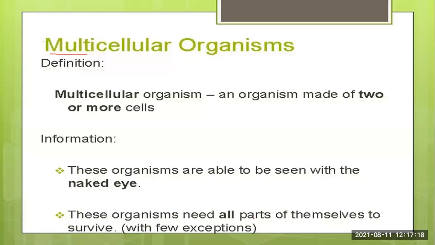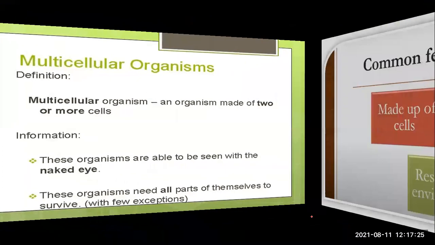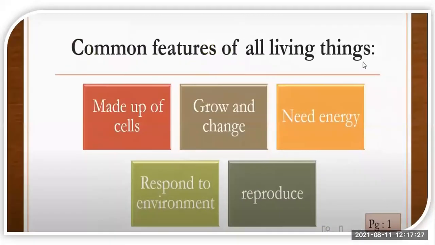These organisms need all parts of themselves to survive, with few exceptions, and we are not going to discuss those exceptions here. So guys, the common features of all living things are five, of which we have discussed one in detail, that they are made up of cells. First, we saw what cells are, then we saw how many categories we divided organisms into according to the number of cells, then we saw their different cells. I hope this is clear to you.